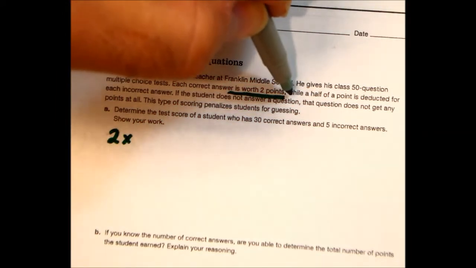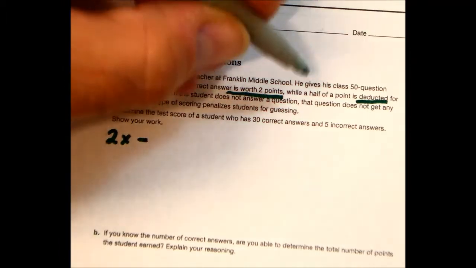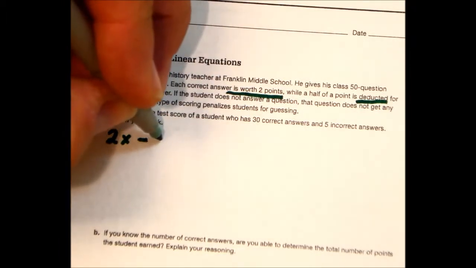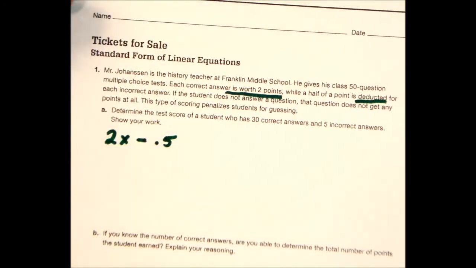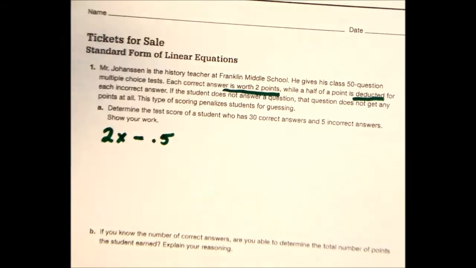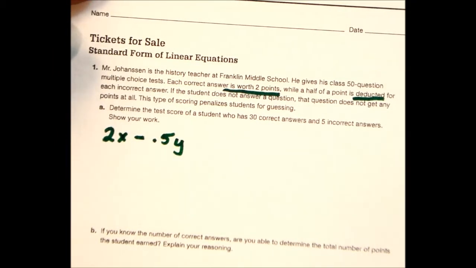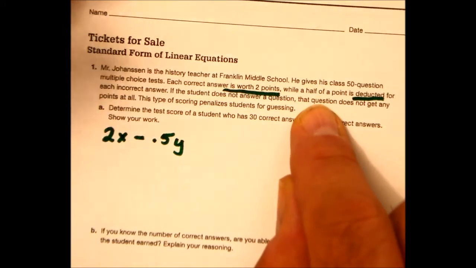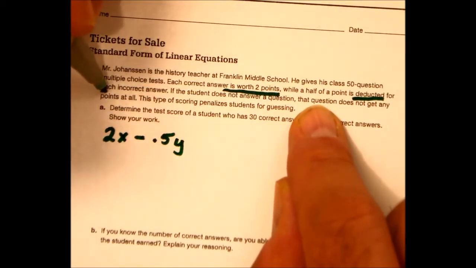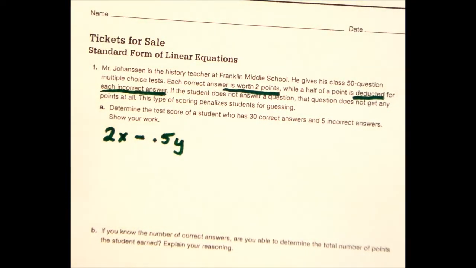It says while a half point is deducted. So the word deducted means to subtract, and a half point is 0.5 or 1/2. Either one would be acceptable. And it's 1/2 y. Why is it 1/2 y? Because you're deducted 1/2 a point for each incorrect answer. So your incorrect answers are your second independent variable.